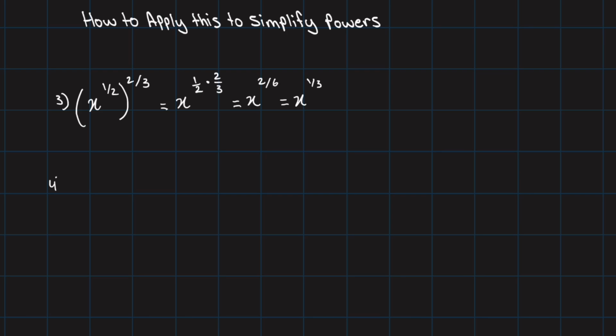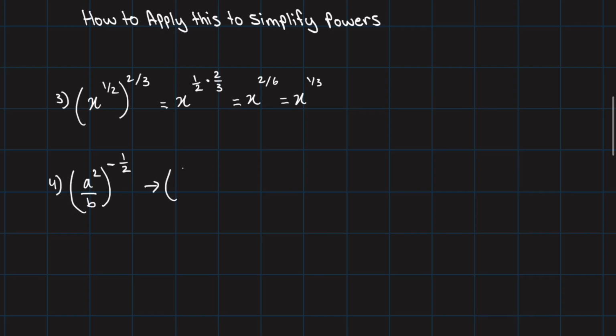Let's do one last one. So if we have a squared over b, let's say this is all in brackets, and this is all to the power of negative 1/2. As we know, negative exponents, if we want it in positive form, we just flip it. We just flip what's in the brackets. So this is the same thing as b over a squared to the power of positive 1/2.